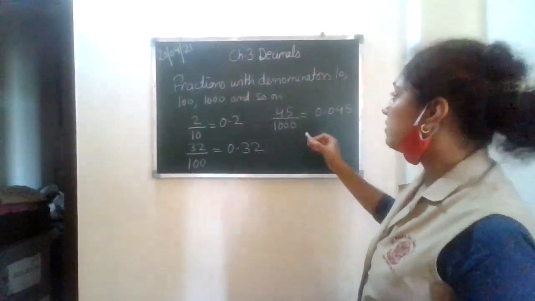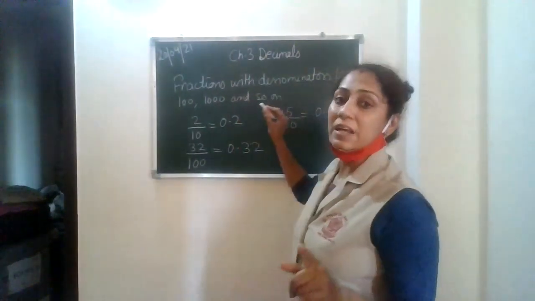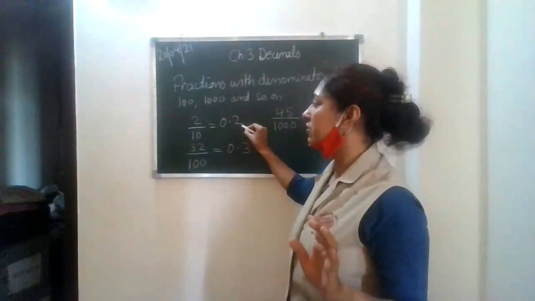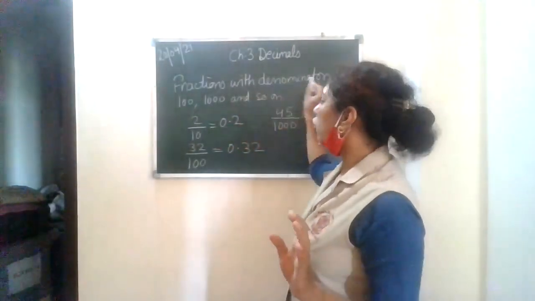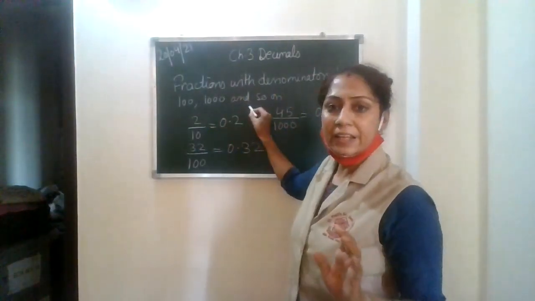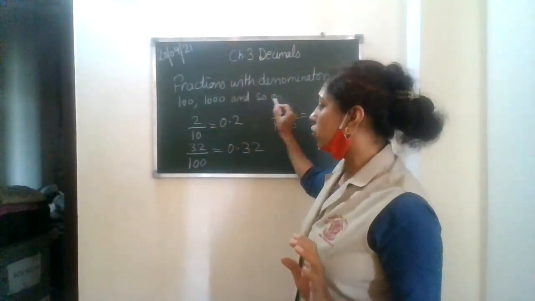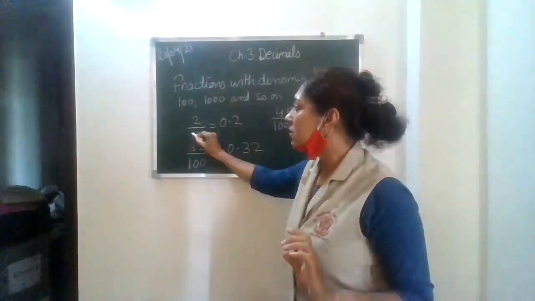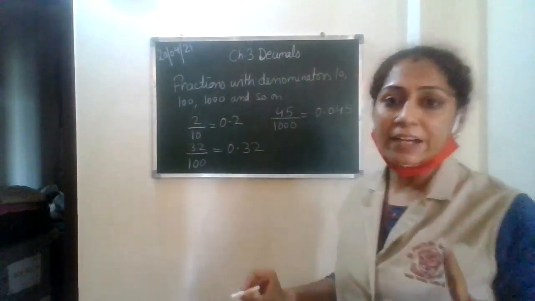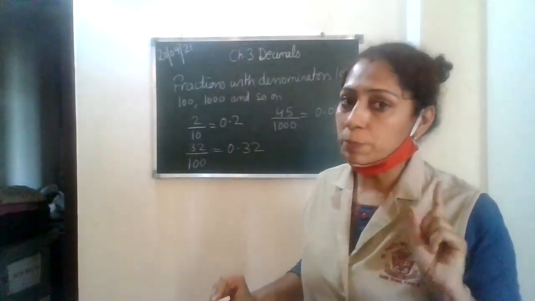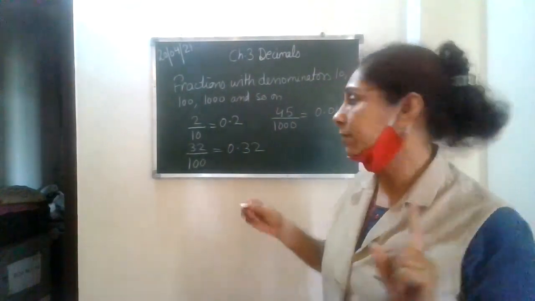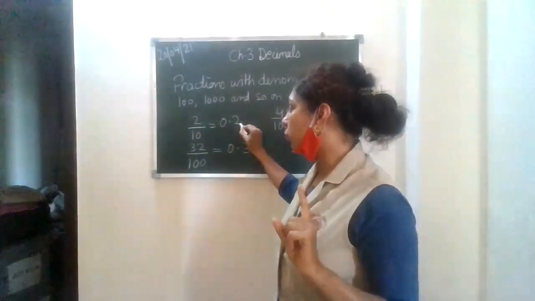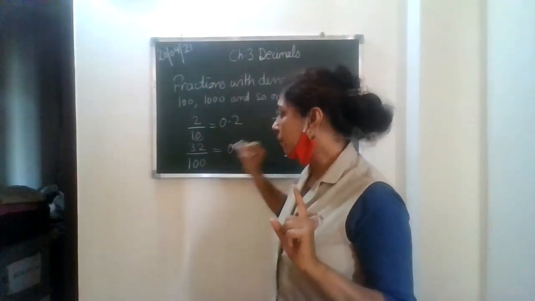Now decimals are fractions. We have studied fractions. The representation of fractions in terms of decimals is this: fractions with denominator 10, 100 and 1000 and so on. With 10, 2 upon 10, if there is one 0 in the denominator, like 10 has one 0, you have to place the decimal before one place in the numerator. Okay? Before one place, that means 0.2. I mark it like this also.